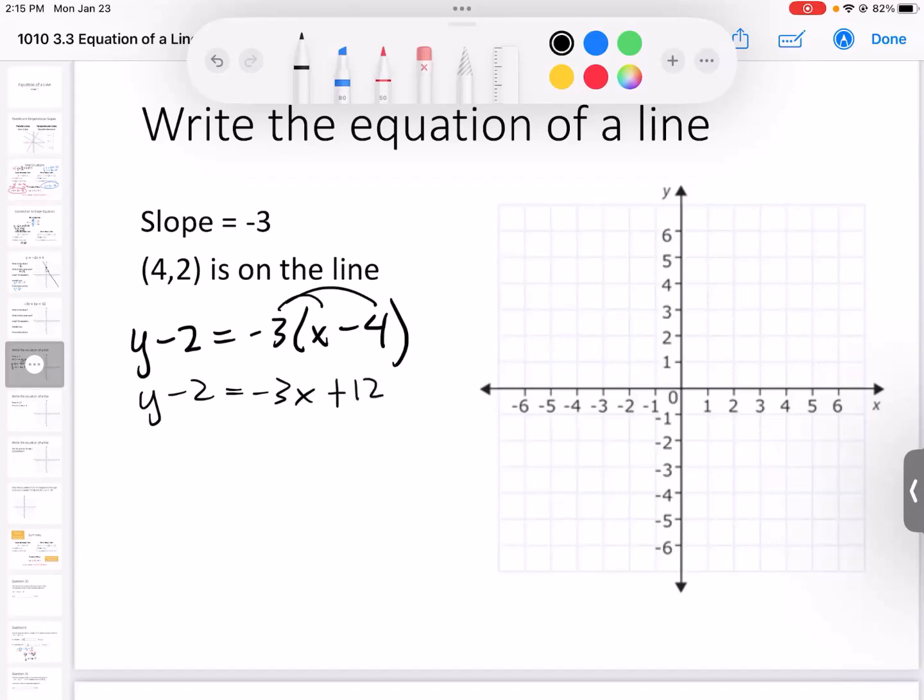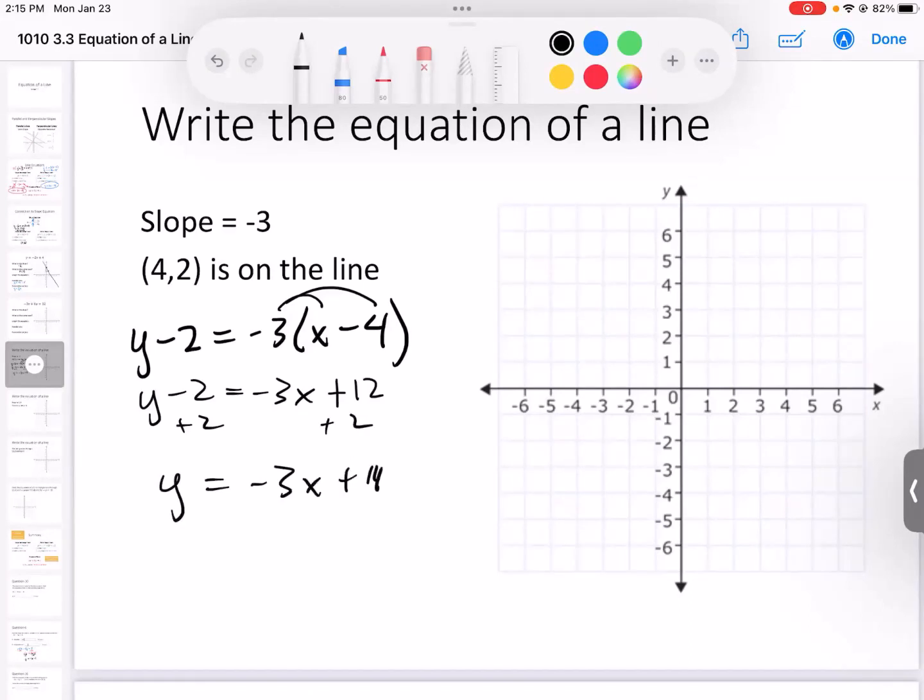Close. It'd be plus 12, yeah. Because you've got to distribute this, and then you would add the 12 or add the 2 to both sides after you get rid of parentheses. Nope, you're totally good. So then we'll add 2 to both sides, and we get y equals -3x plus 14.